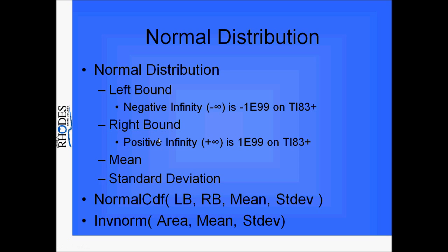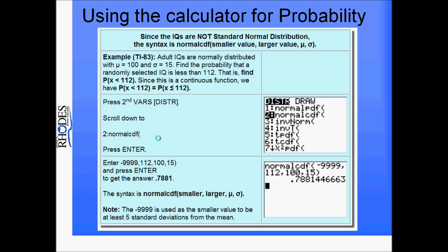Also, we're going to talk about going backwards. Instead of trying to find the area under the curve, let's say you have an area, but you want to know what the bound is, in other words, the z-score of what you're looking for. With that, we'll go ahead and get started and run through a couple of examples here.